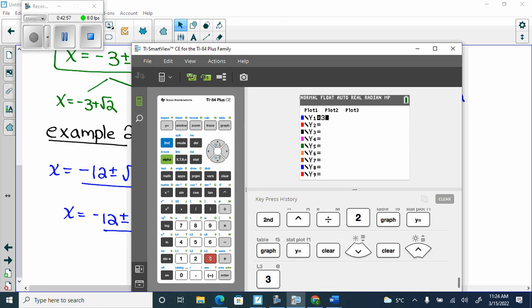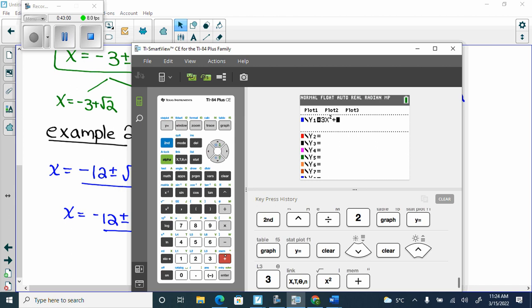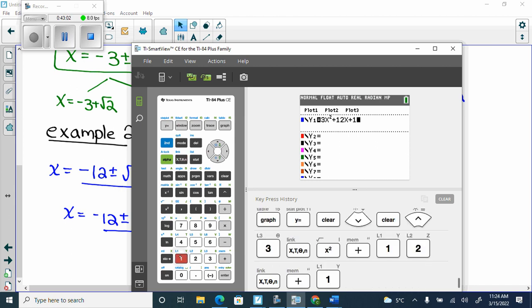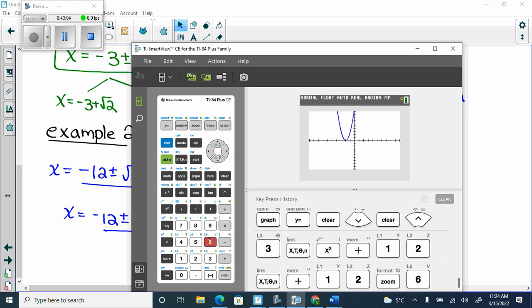The vertex is where? It's on the x-axis, isn't it? The vertex is the x-intercept, is it not? So when you get square root of 0, your vertex is on your x-axis, because you get the same solution twice. The only way you can get the same solution twice is if your vertex is on there. If your vertex isn't on there, you're going to get how many solutions? 2. If your vertex is on there, you're going to get 1.